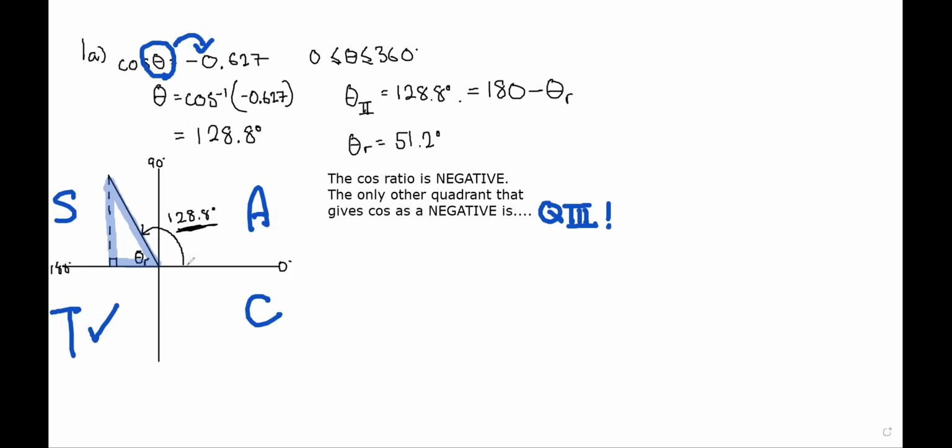And just to confirm, if you look at quadrant 4, it says C for cos. Only the cosine is going to be positive. So that angle cannot be in quadrant 4. The question says the cosine ratio is negative. Let me write this.